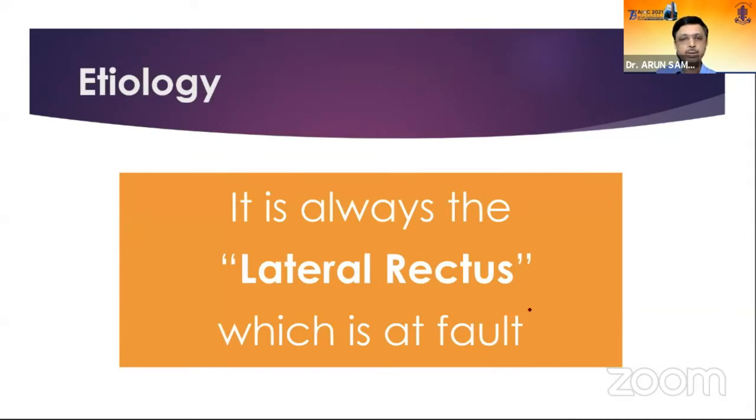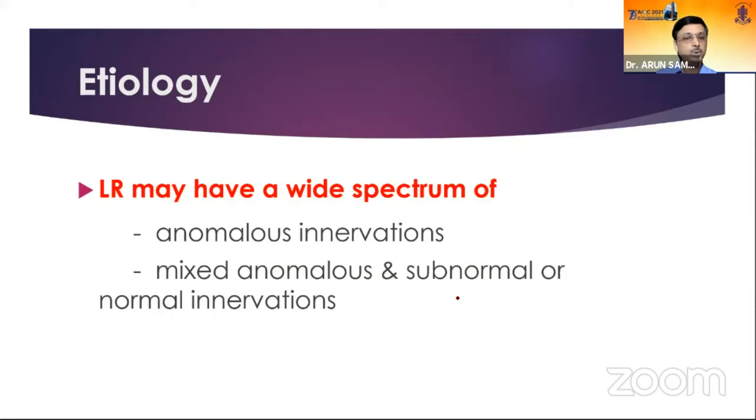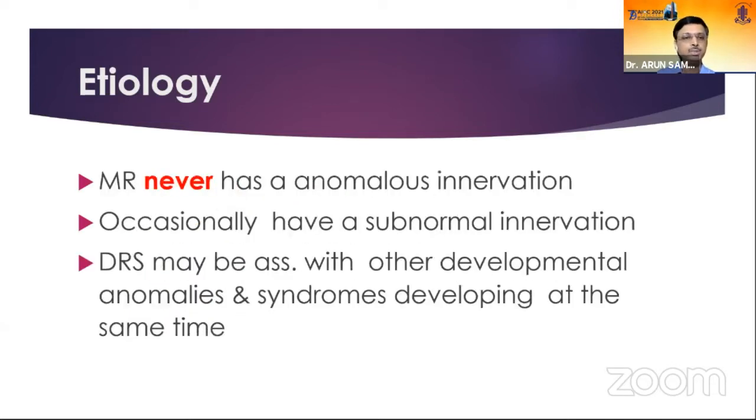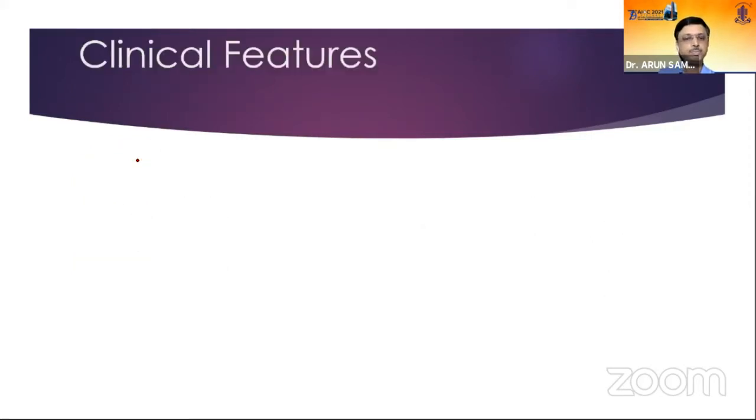We have to always remember that regardless of the type of Duane's, whether it's type 1, type 2, or type 3, it's always the lateral rectus muscle which is at fault. The lateral rectus may have anomalous innervation, or mixed anomalous and subnormal, or even a normal innervation. But it's always the lateral rectus which causes the problem, and the medial rectus is never at fault. I want to emphasize this point, that's why I'm repeatedly telling this.